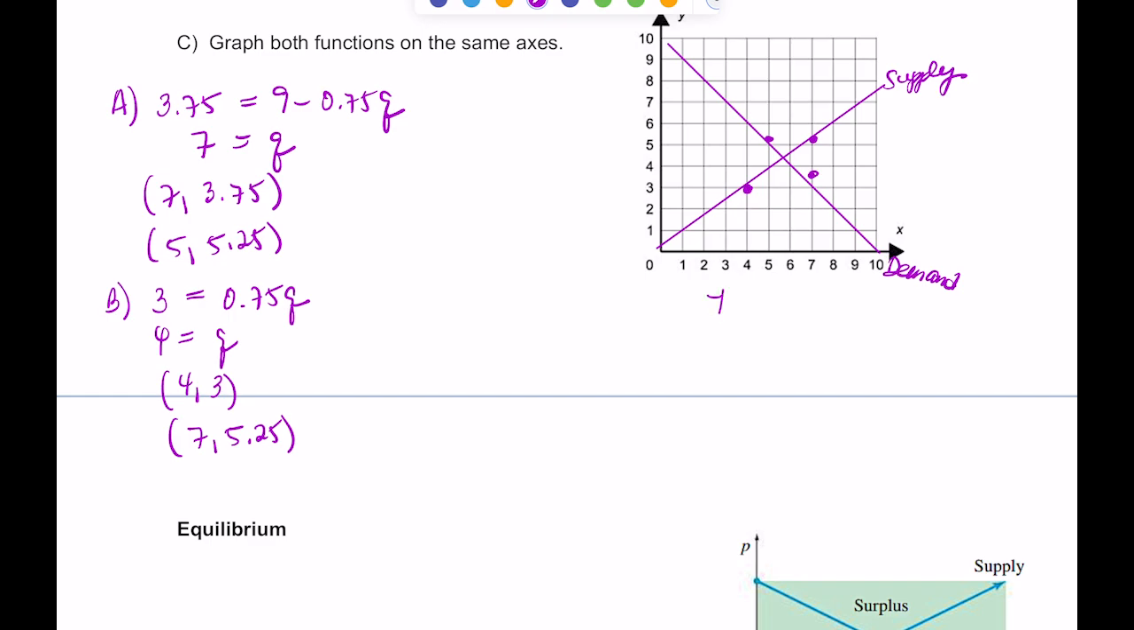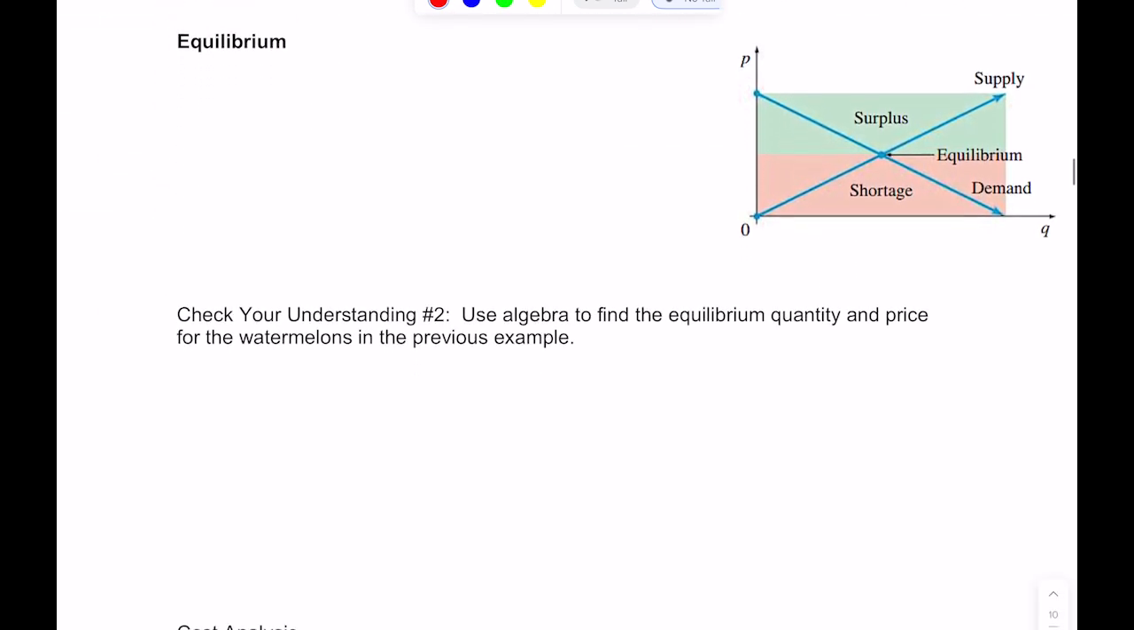And of course we have price down here and quantity here. Okay, and notice that point right there. So that has significance. The point that the two lines intersected is called the equilibrium point. And when we say equilibrium, that's when the supply equals the demand. And basically, in terms of the economy, it's said to be at equilibrium.